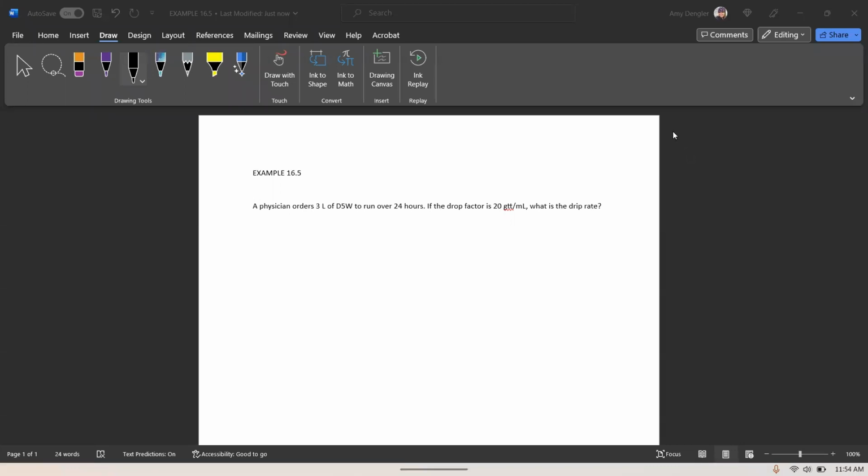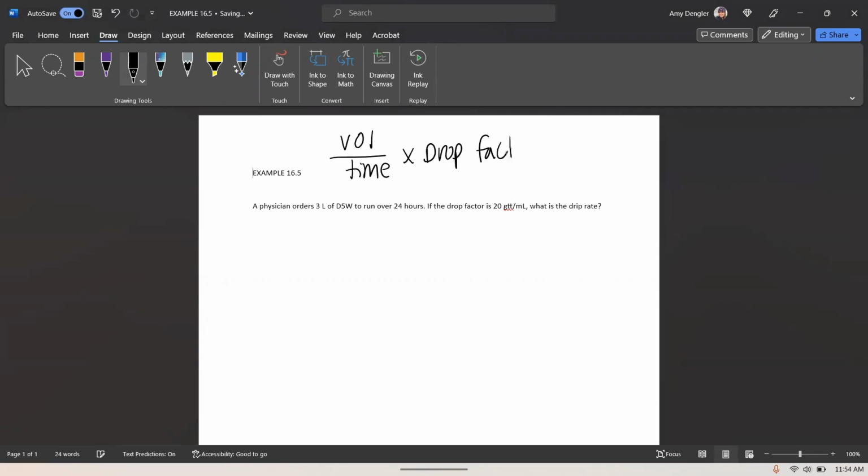Example 16.5, a physician orders 3 liters of D5W to run over 24 hours. If the drop factor is 20 drops per ml, what is the drip rate? Okay, so for this problem, we're using that same formula that we did before. Our volume is going to be that 3 liters. So if 1 liter equals 1,000 milliliters, then 3 liters is 3,000 milliliters.